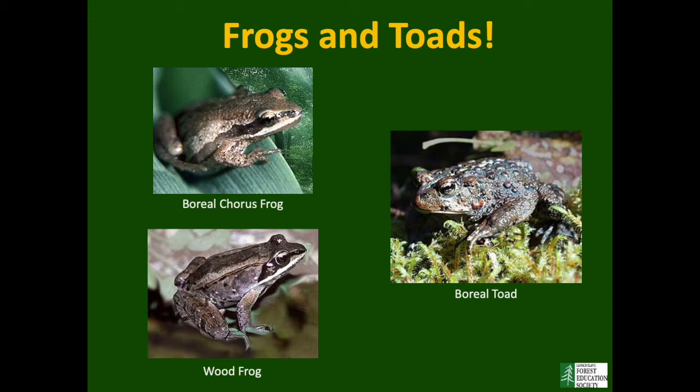What are the differences between frogs and toads? Well, frogs spend more time in the water than toads do. Toads have bumps on their skin, while frogs do not. Their eggs look similar, but frogs lay their eggs in a clump, while toads lay theirs in a line.